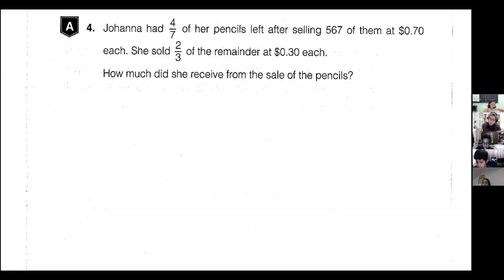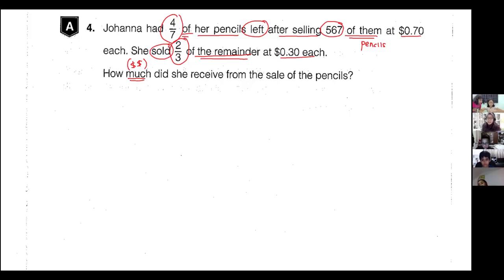All right. So if you can see the first line, Joanna had 4/7 of her pencils left after selling 567 of them. Them here refers to the pencils at 70 cents each. Okay. She sold 2/3 of the remainder at 30 cents each. Okay. So how much means the total money that she's going to get from the sale of the pencils?